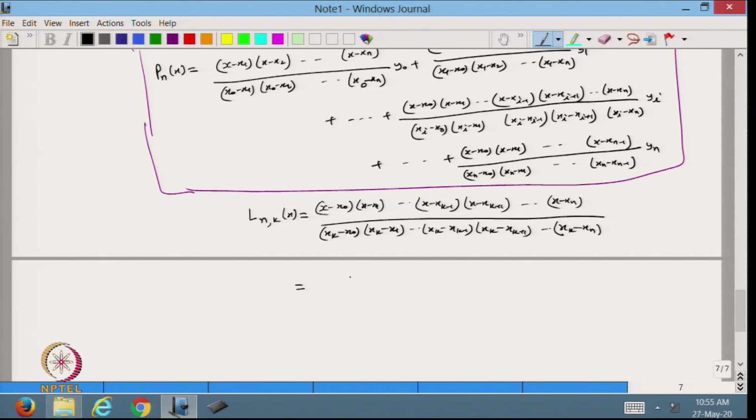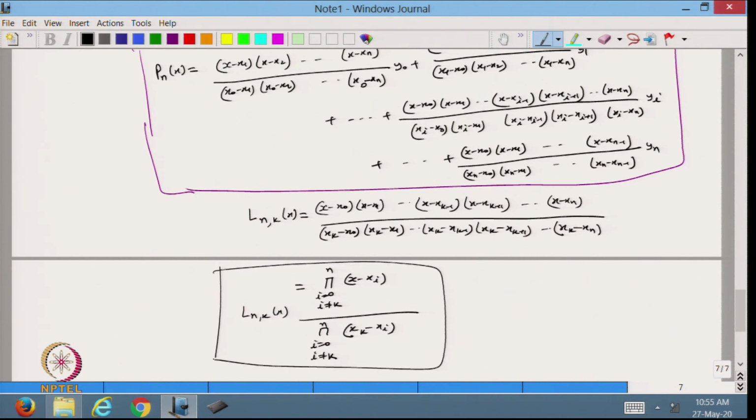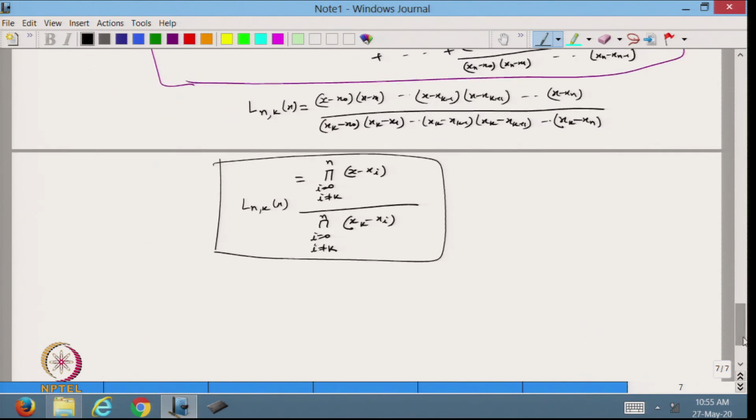And this can also be written in the form of the product of (x − xi), where I am taking i from 0 to n and i is not equal to k, divided by the product of (xk − xi), with i from 0 to n and i not equal to k. So this expression I can write directly for the Lagrange polynomial. So this is the way we can define the fundamental Lagrangian interpolating polynomial.